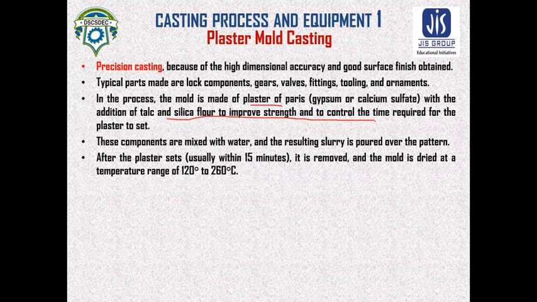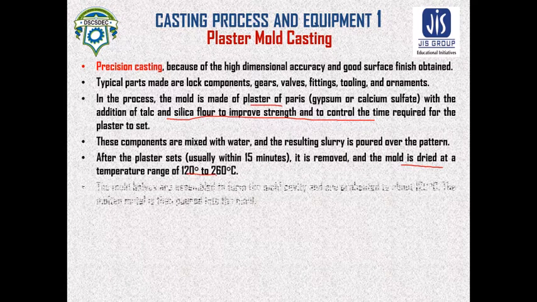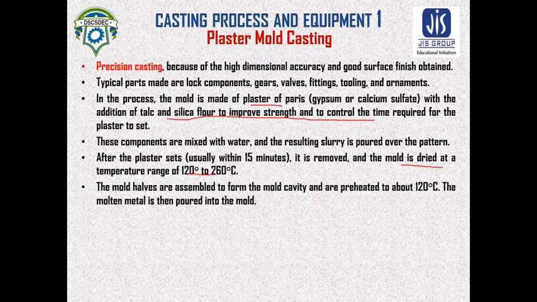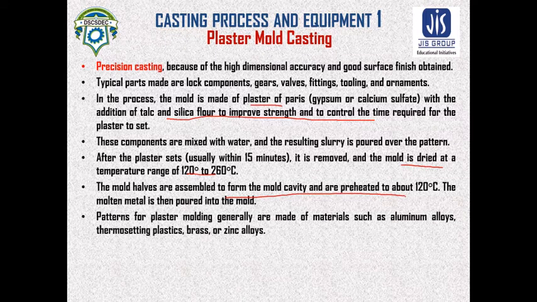The plaster sets. After the plaster is set, the pattern is removed. The mold is dried at a temperature range of 120 to 260 degrees Celsius. The mold halves are then assembled to form the mold cavity and are preheated to about 120 degrees Celsius. Then the molten material is poured into the mold. Patterns for plaster molding generally are made of materials such as aluminum alloy, thermosetting plastic, brass and zinc alloy.